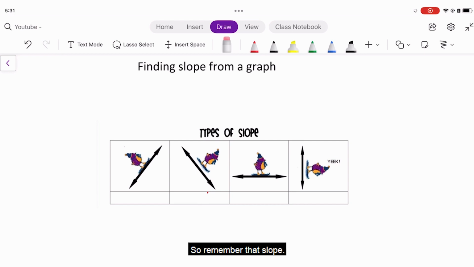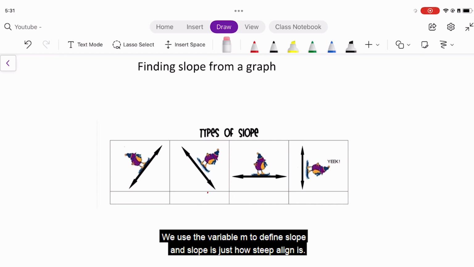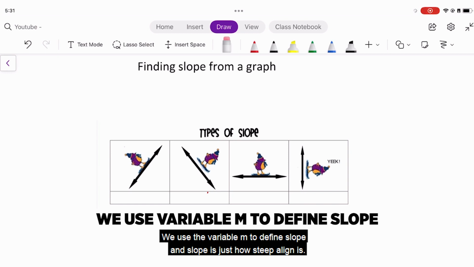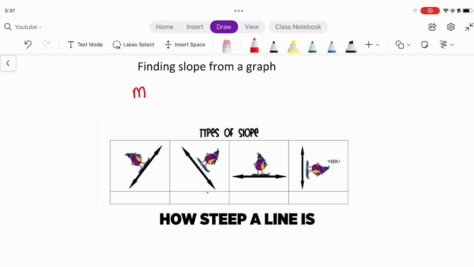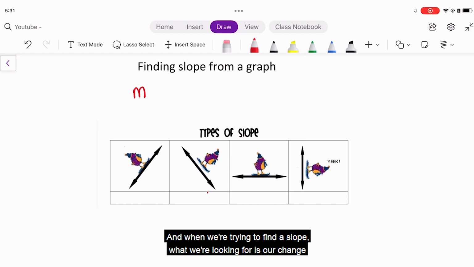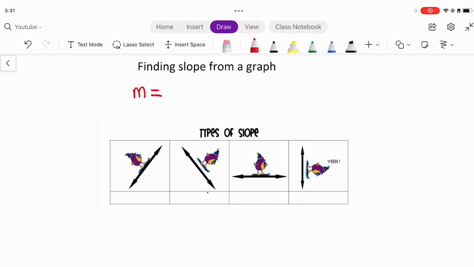So remember that slope, right? We use the variable m to define slope. And slope is just how steep a line is, okay? And when we're trying to find the slope, what we're looking for is our change in our y over the change in our x. And this is how we get the term rise over run.